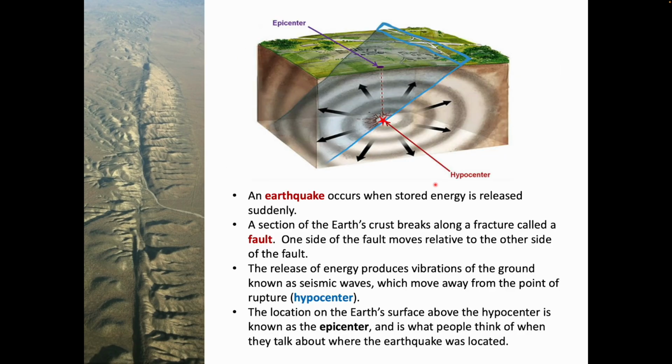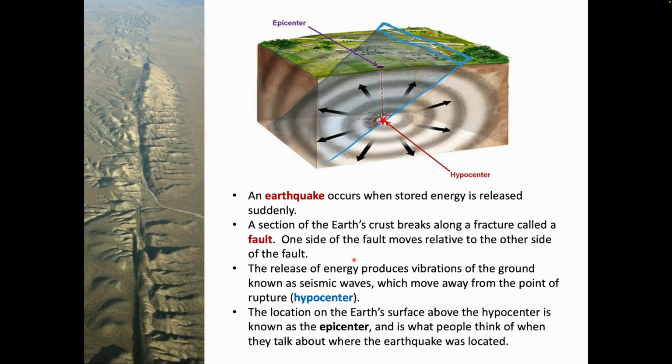When these faults break as a result of the elasticity overcoming the frictional contact, that's an earthquake. An earthquake occurs when stored energy is released suddenly. It's also when a section of the Earth's crust breaks along a fracture called a fault. One side of the fault has to move relative to the other side of the fault. That is what an earthquake is and has to be.